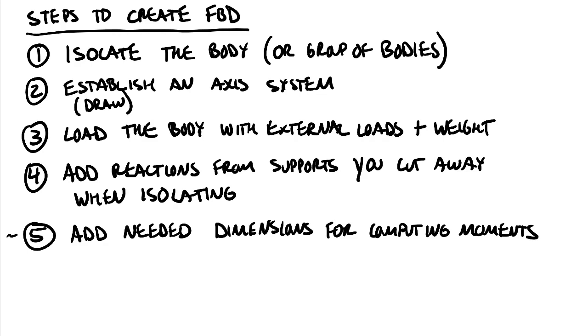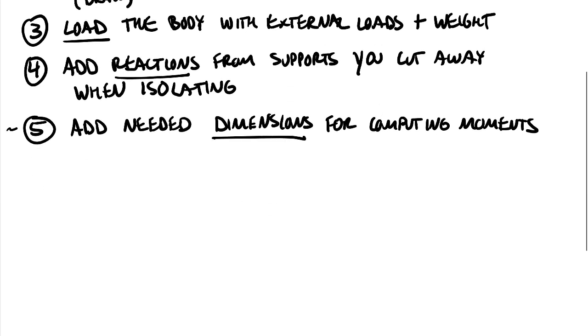Okay, so a review of these: we want to isolate, we want an axis system, we want to make sure that we load the body with external loads, add our reactions, and add our dimensions. Okay, so those 5 things: isolate, axis, load, reactions, and dimensions. You could think of them as the 5 fingers of free body diagrams if you want to memorize them that way. So you could check all your free body diagrams. And then we get into the remaining steps to solve the problem.